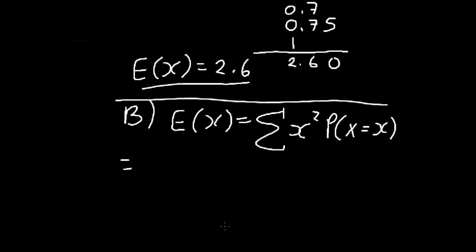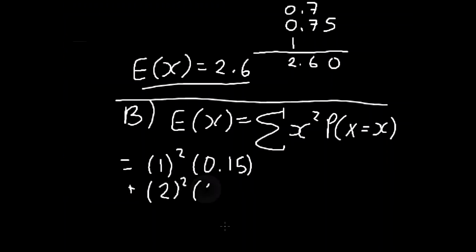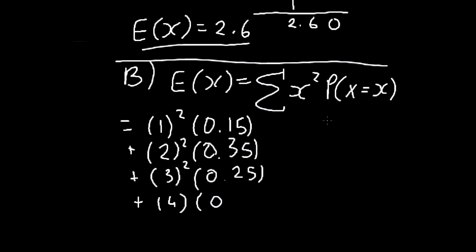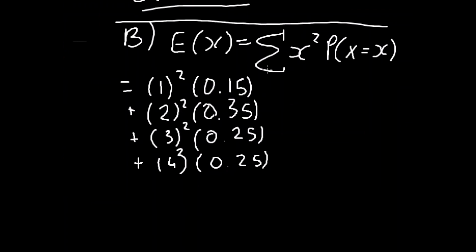So if we go through the same thing, 1 squared times by 0.15, and then plus 2 squared times 0.35, right? Okay, and then we keep on going, and we've got that 3 squared, and then that 0.25, and plus 4 squared, and then times that 0.25. So it's quite a lot of mental maths here, right? So let's break this down.